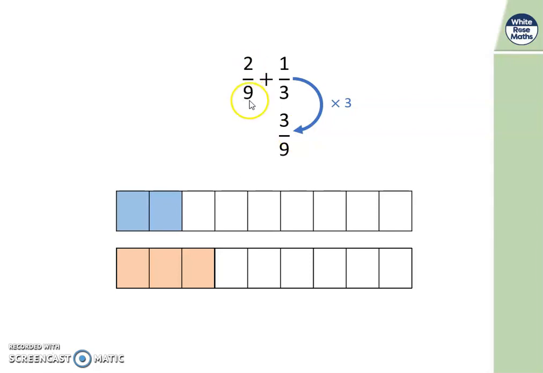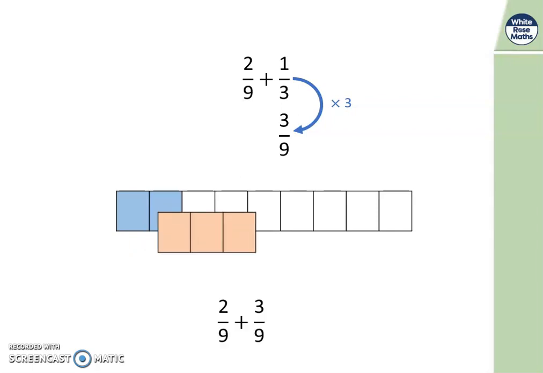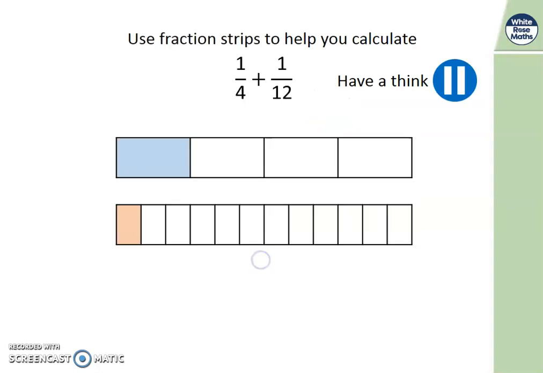Now we have 2/9 and we're adding 3/9. That's easy to do when the denominator is the same. Let's move them up so we can visually see what we have. The 2/9 add the 3/9 makes 5/9. Well done if you spotted that.